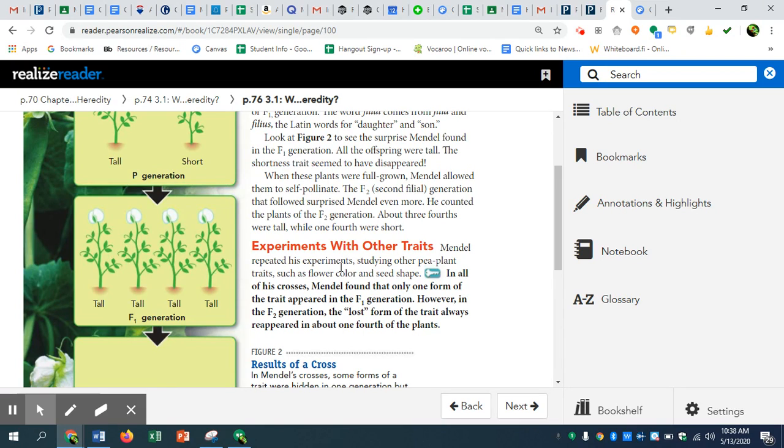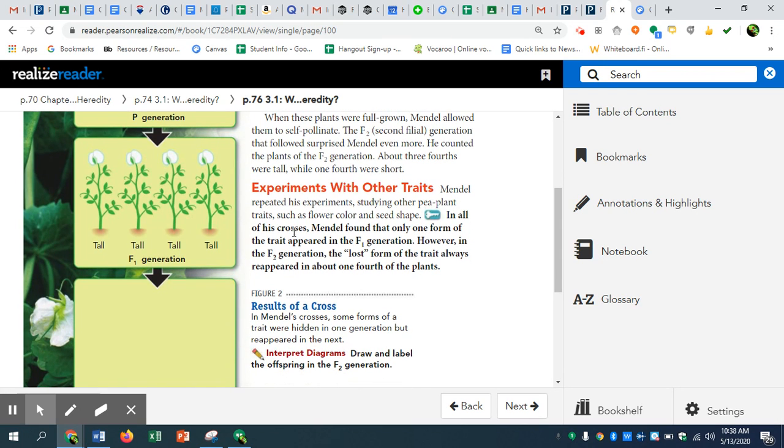And 3/4 were tall and 1/4 were short. So Mendel repeated his experiment. He started with the parent generation, then the F1 generation, and then he wanted to see what happened in the F2 generation. In all of his crosses, Mendel found that only one form of the trait appeared in the F1 generation, meaning he only saw tall plants in the F1 generation, the children.